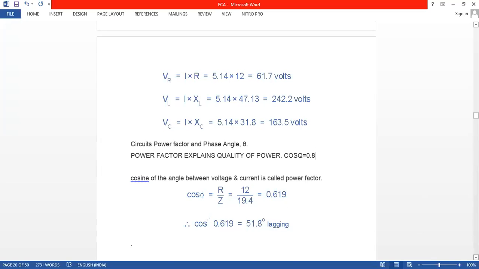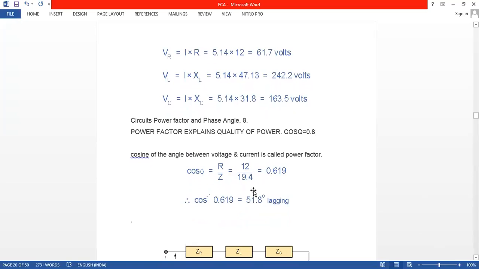Now, the angle between voltage and current is what? See, cos theta is equal to 0.619. Theta is equal to cos inverse of 0.619. How much we got? 51.8. In the calculator, you can apply cos inverse of 0.619, 51.8. So no need of this particular word lagging. Up to here, the problem is solved, the cos theta. Is it clear, all of you?